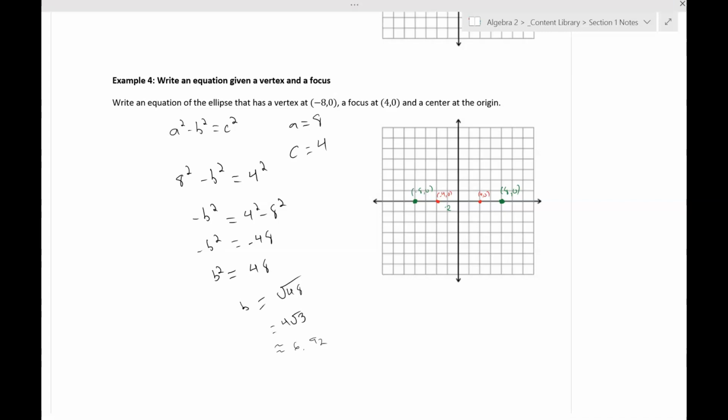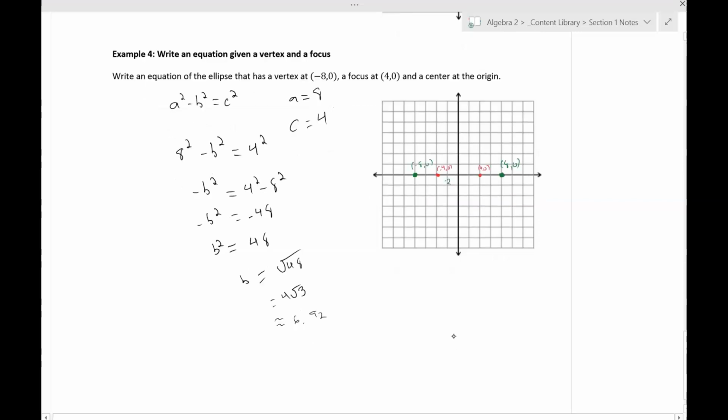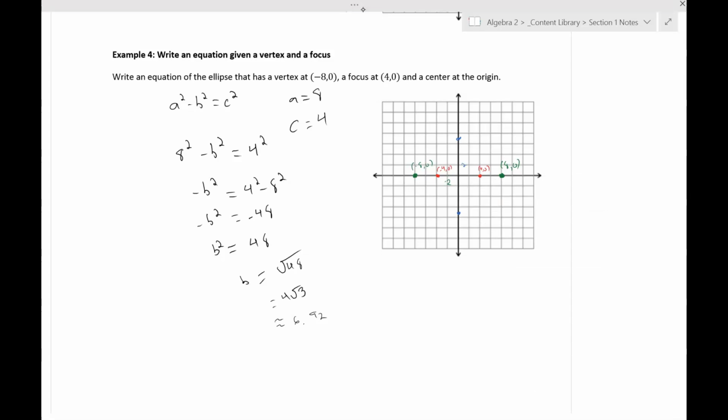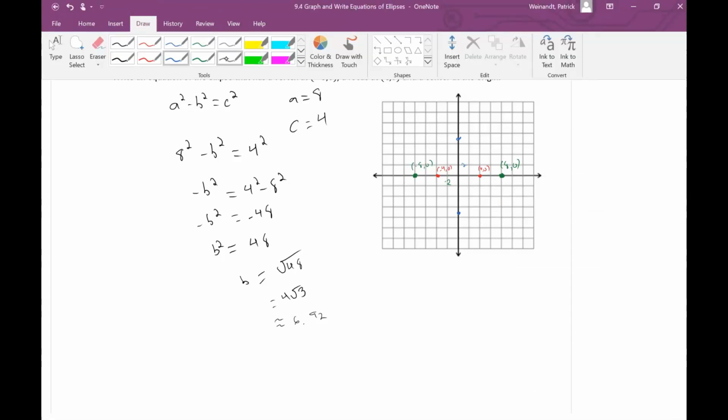We don't need to graph this ellipse, but if you wanted to, you certainly could. It'd look something like, going by 2's to keep this uniform, 2, 4, 6, 8, it'd be about there. And about here. And 2, 4, 6, that'd be about right there. Just about 7. So your ellipse would look something like this, but we want to just write the equation of the ellipse.